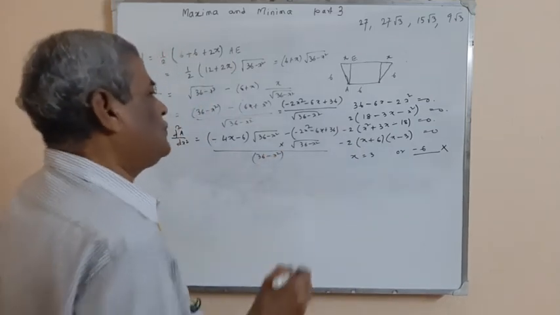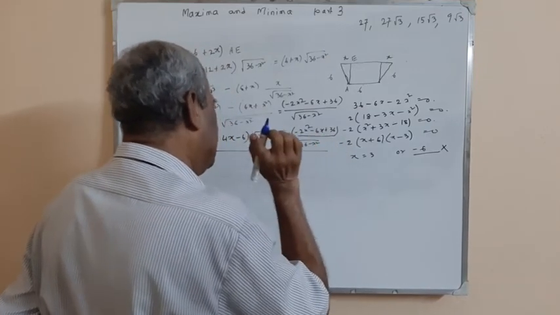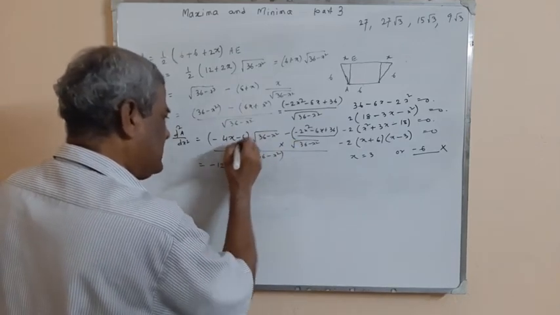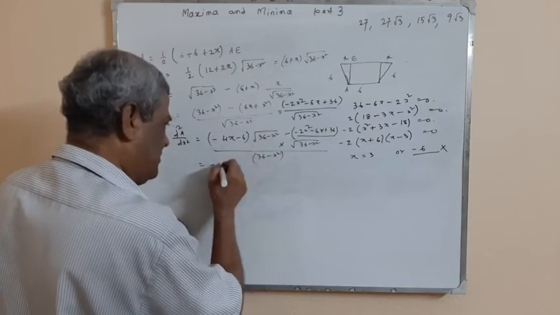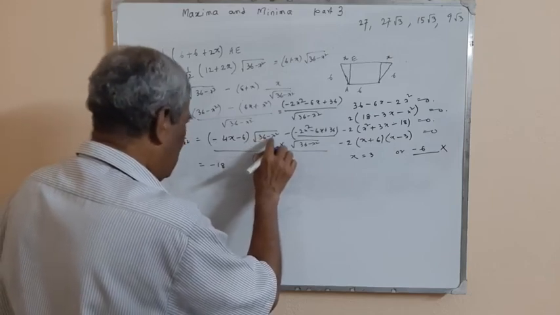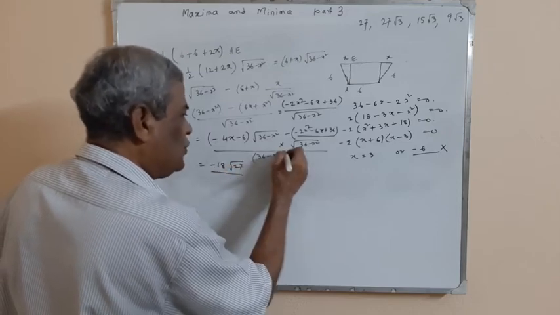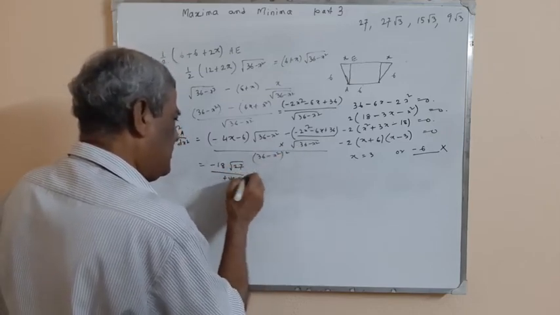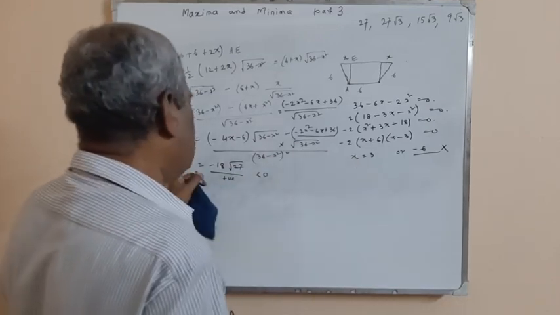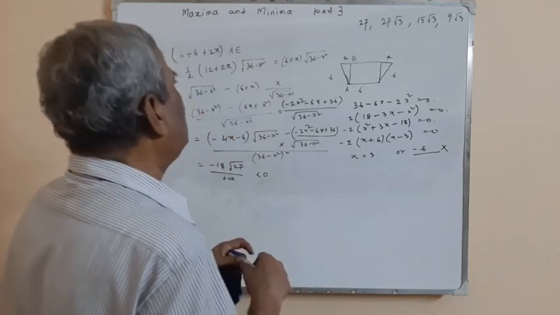Now at x is equal to 3, this becomes 0. So this into that second part, it vanishes. So it is equal to minus 12 or 6, that is 18, into root over of 9, that is 27, by this whole square. It is positive, so that it is negative. So at x is equal to 3, d2A/dx2 is negative. So its area is maximum at x is equal to 3.